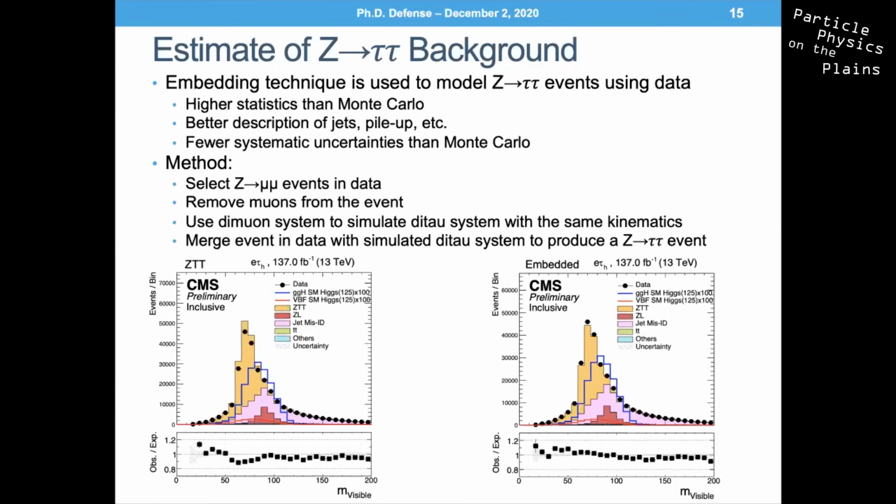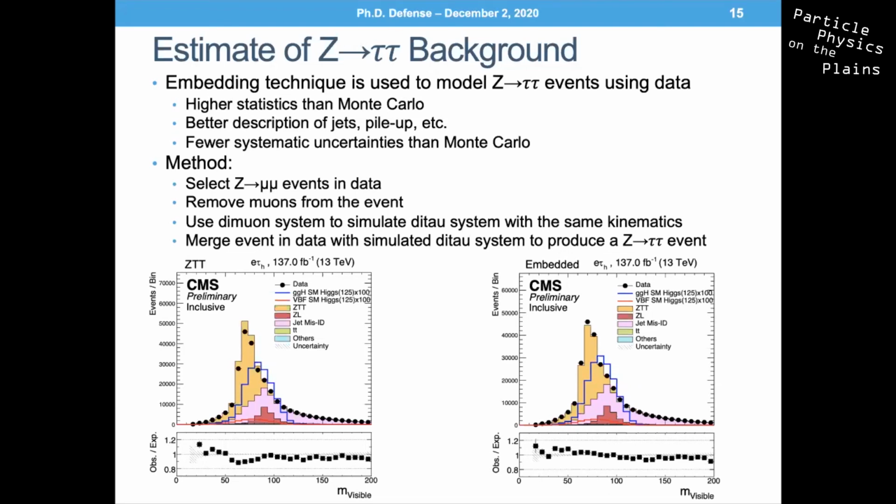So the way this embedding technique works is you look at events in data and you select events where Z decays to 2 muons. Then what you do is you go into that event, you remove the 2 muons from that event. You use that di-muon system to simulate a di-tau system with the same kinematics. And then you plug this di-tau system back into the data event.